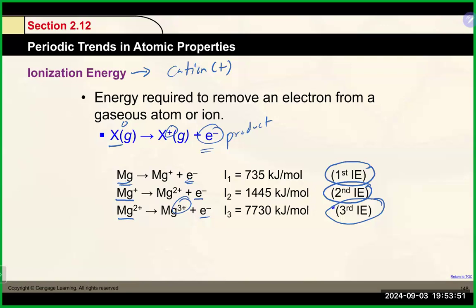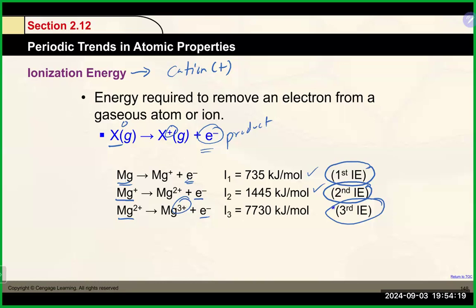Now, what we see is the first amount of energy required to remove the first electron is about 735 kilojoules per mole. To pop off the second electron, is it easier or harder to do? Does it take more or less energy? It takes more. It's a lot harder, about twice as hard. It takes twice the amount of energy to do that.